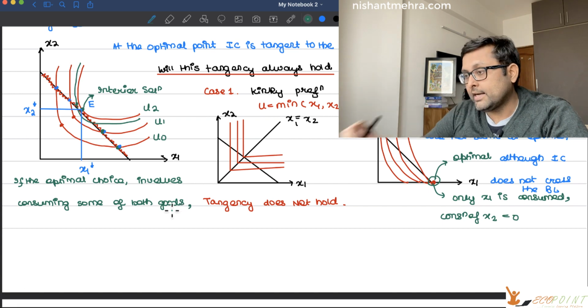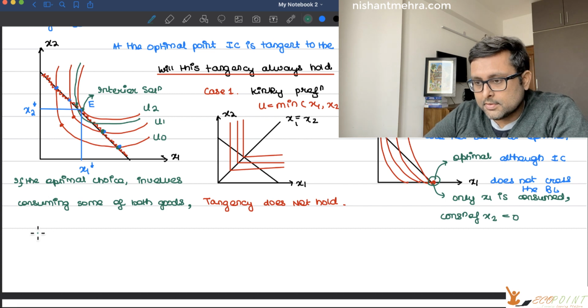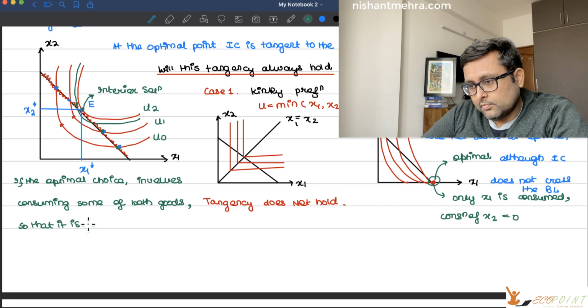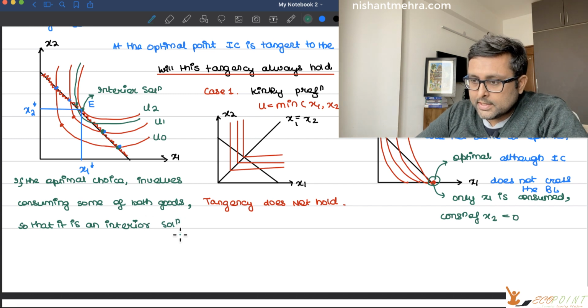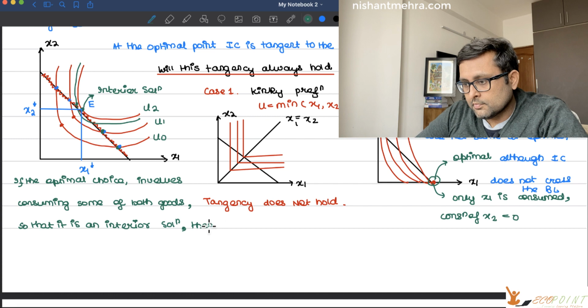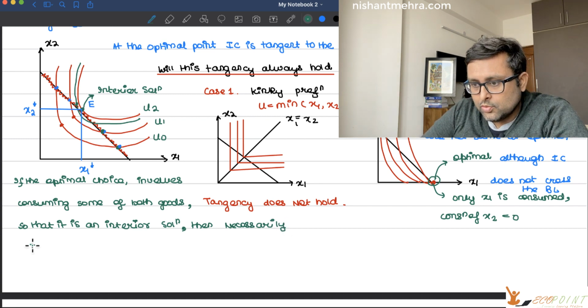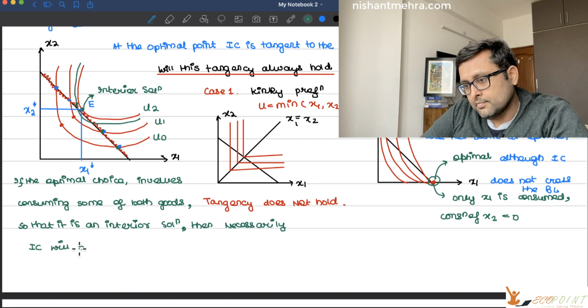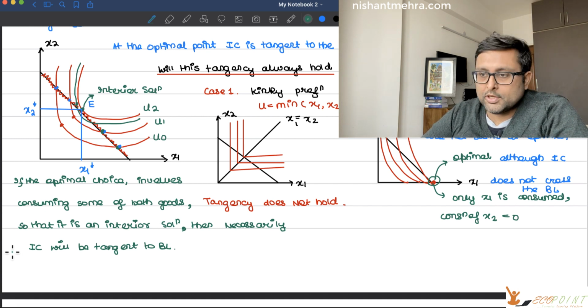Some of both goods means that it is necessarily an interior optimum, so that it is an interior solution, then necessarily the IC will be tangent to the budget line. IC will be tangent to the budget line, right?